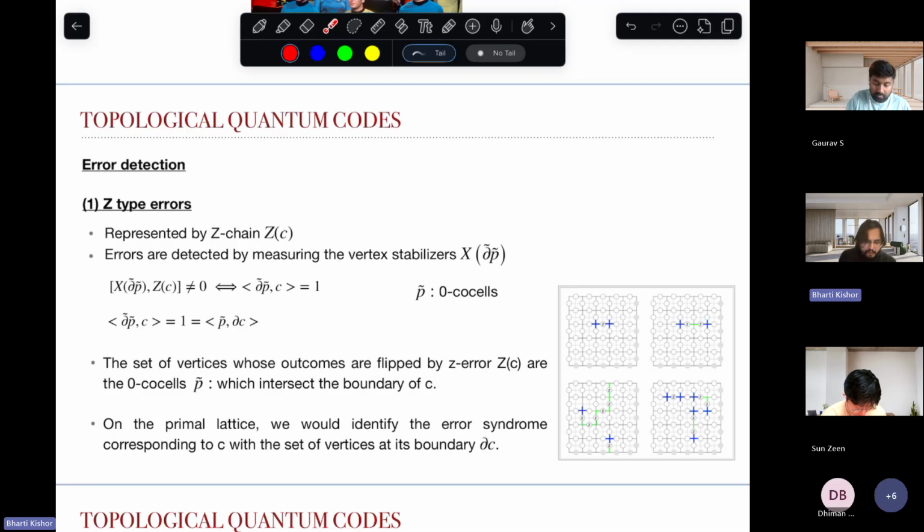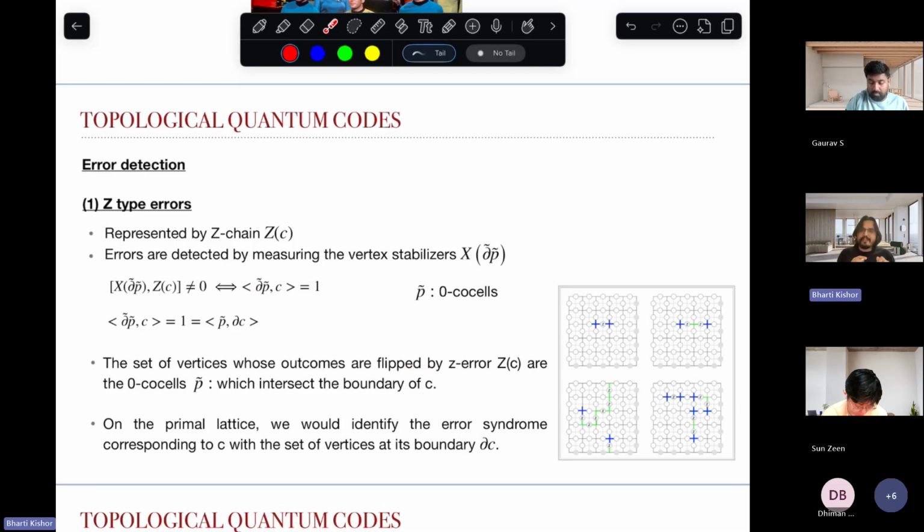But what does it mean to not commute? It means that, let's say the corresponding stabilizer, when you measure it, this inner product should be equal to 1. But this inner product equal to 1 means P tilde delta C equal to 1. You can just move delta here in front of it. So it says that the set of vertices whose outcomes are flipped by the Z error ZC are the 0 co-cells P tilde which intersect the boundary of C. So it's at the boundary.